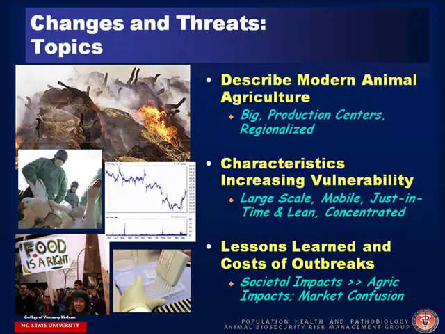So let's close this by talking about some of the lessons we have learned or should have learned from past events. We'll be talking primarily about foot and mouth disease here, but at the end we'll talk about a few other issues.